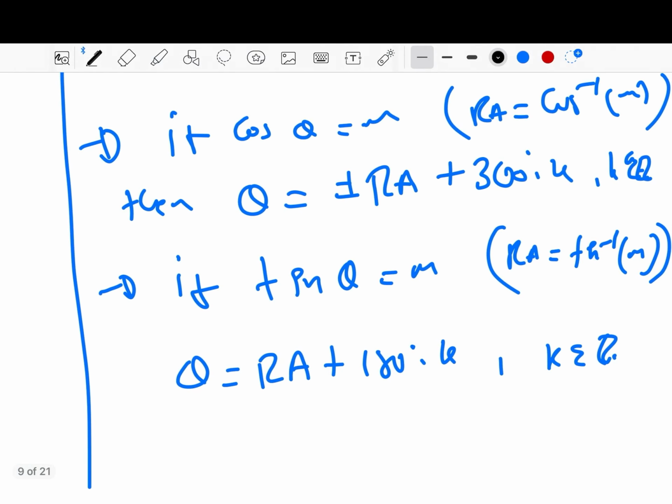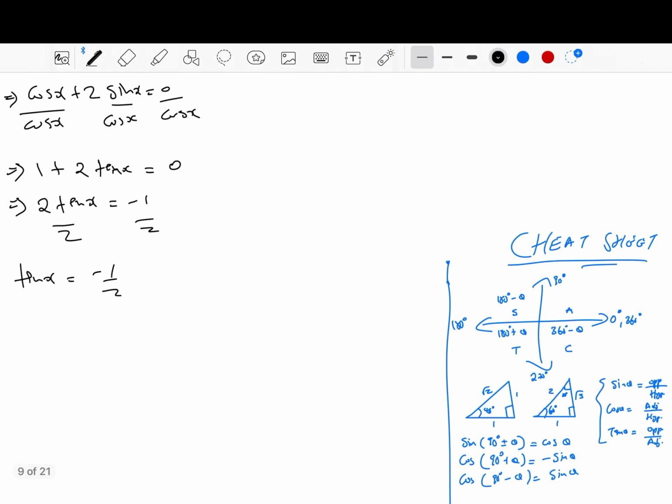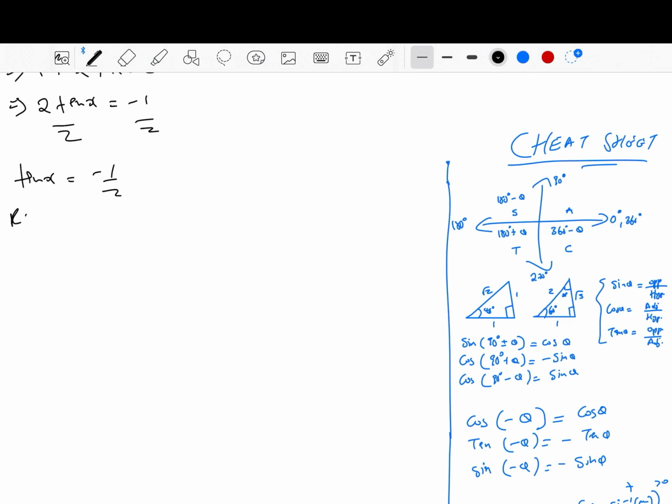Now we have a situation. Tan is equal to m. You need to find the reference angle first, and this is how you find the reference angle. And then you say theta equals the reference angle plus 180 degrees times k, where k is an element of the integers. So that's what you're going to be doing. First things first, you need to find your reference angle.